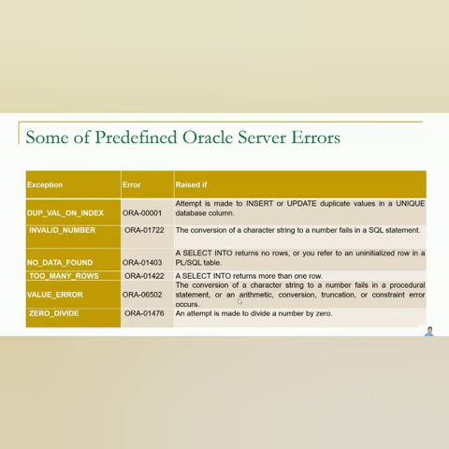Next error is invalid number. This exception should be used to correct the error when the conversion of a character string to a number fails in a SQL statement. That is, the character string is converted into a number. That means we are using a character string instead of a number. So from that we have an error, and that error will show as ORA-01722.